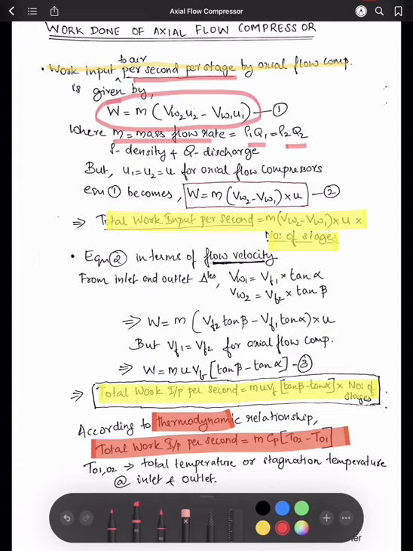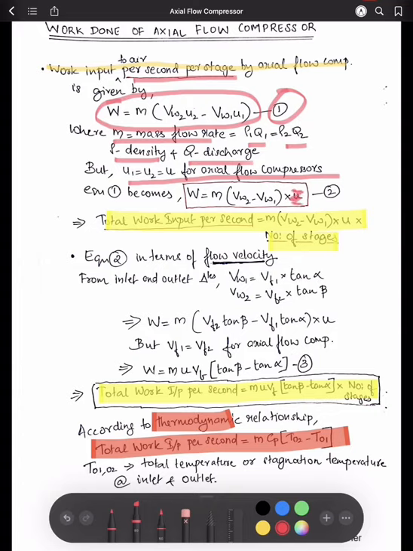We can't say the same about discharge. You know the reason for that. Rho is density, Q is discharge. But U1 is equal to U2 is equal to U for axial flow compressors, which I have explained before. So I'll slightly modify equation number 1 by taking U as the common factor.